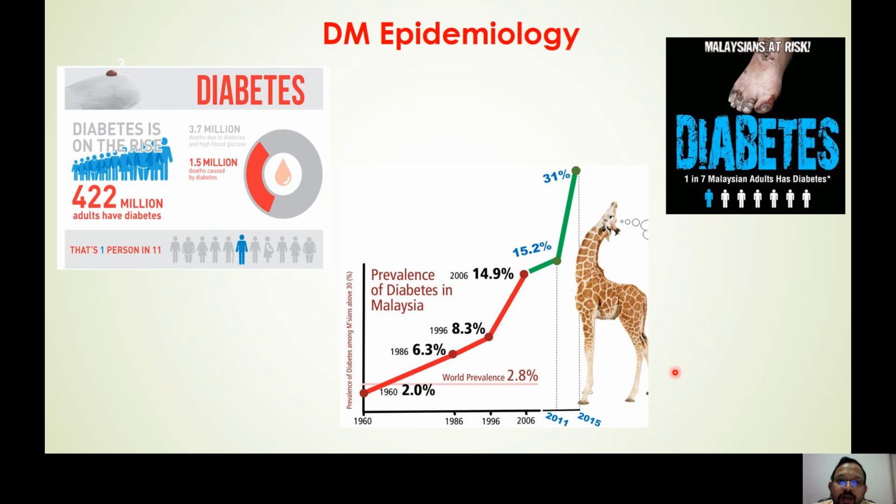When you look at the epidemiology of diabetes mellitus, worldwide nearly 422 million adults are suffering with diabetes, 1 out of 11 adults. Whereas in Malaysia, 1 out of 7 suffer with diabetes mellitus. When you look at the graph, we can understand that in Malaysia, the diabetes percentage has increased by year.